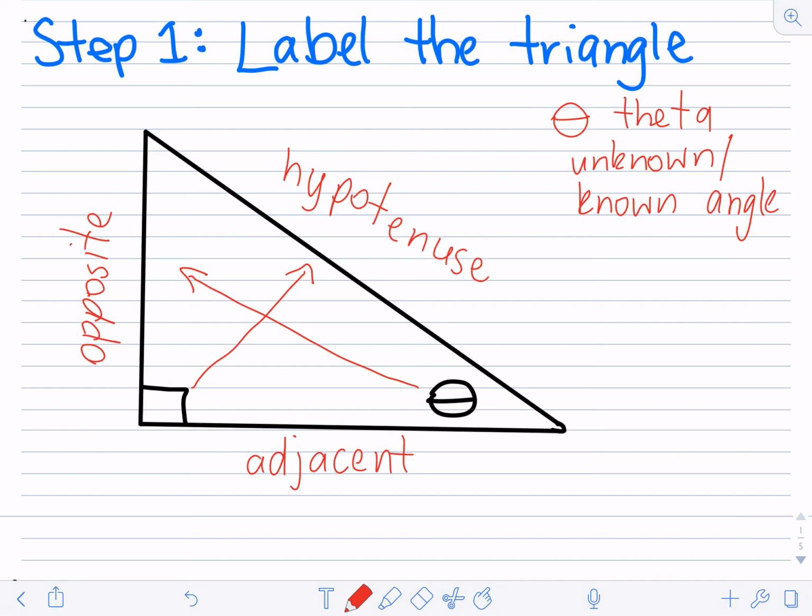So the first thing is, opposite the right angle is hypotenuse, opposite the actual angle is opposite, and the third and remaining side is adjacent. We also label these as H, O, and A sometimes. That's the first and most important step.